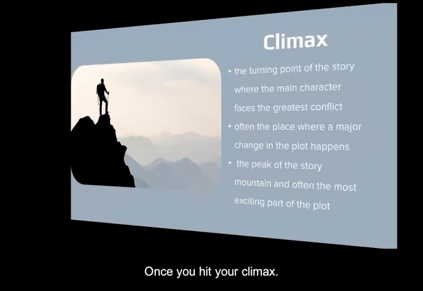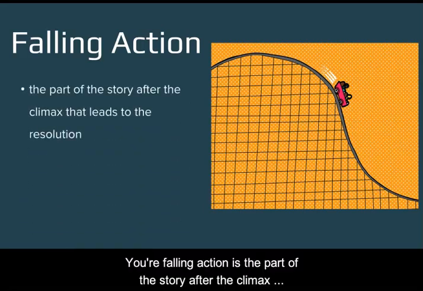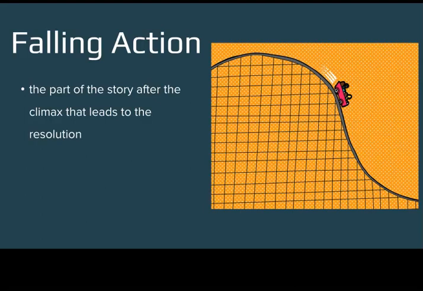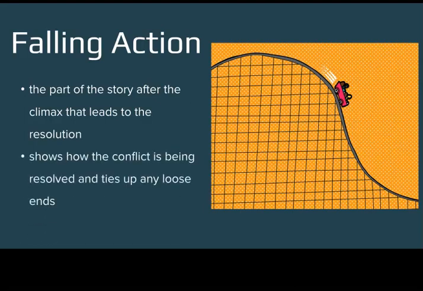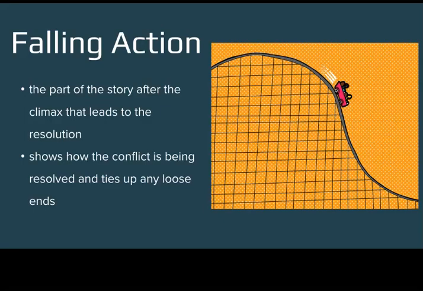Once you hit your climax, you then begin to have what's called falling action. Your falling action is the part of the story after the climax that leads you from that turning point to its final conclusion. It shows how the conflict is being resolved, and it begins to tie up any loose ends that there may be within the story.